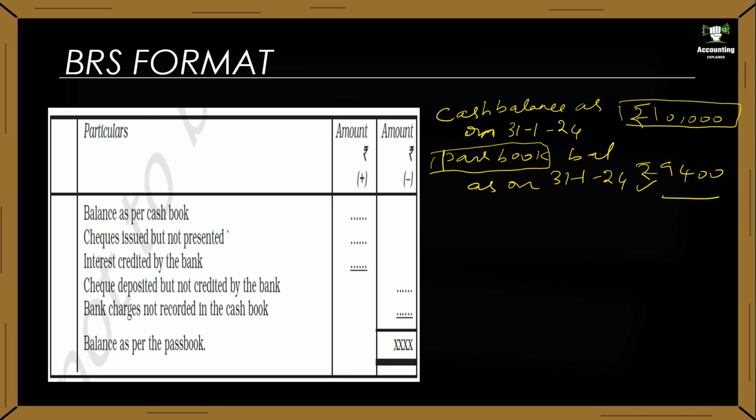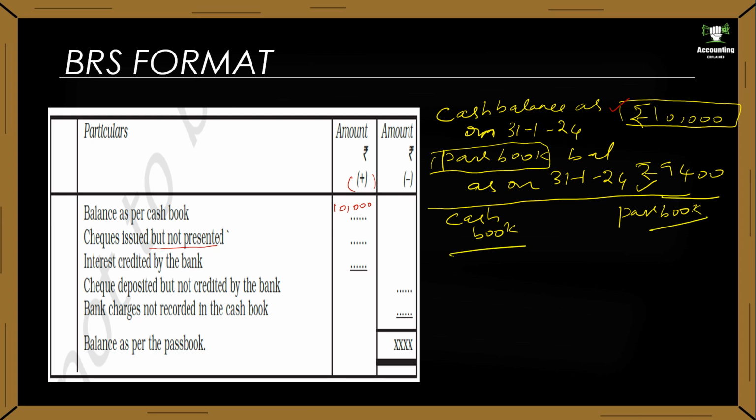We are going to make adjustments for the entries which are not passed in the cash book and in the passbook. So first, let's see this BRS, balance as per cash book. What is the balance as per cash book? 10,000. So we are going to take 10,000 as the balance as per cash book under the additions column. Next, checks issued but not presented. For this, let us take two columns, one for cash book and another for passbook.